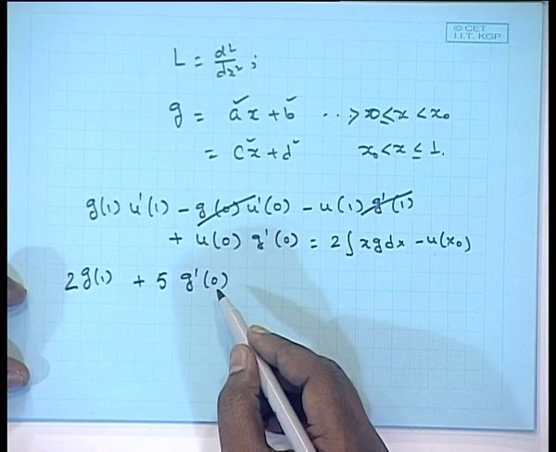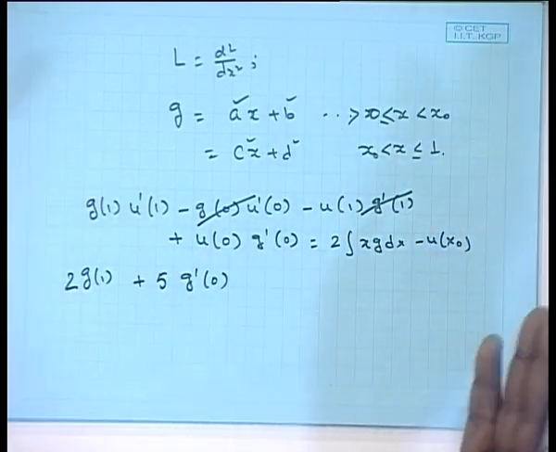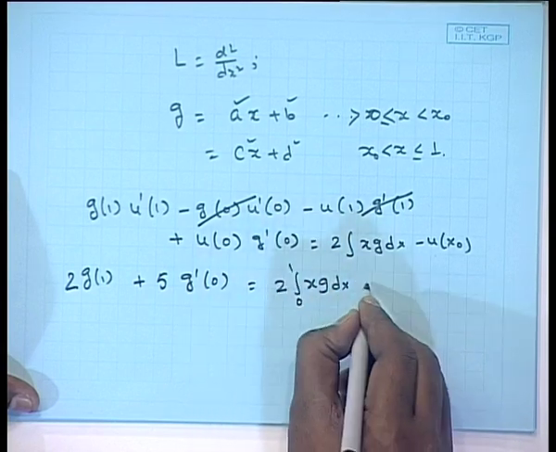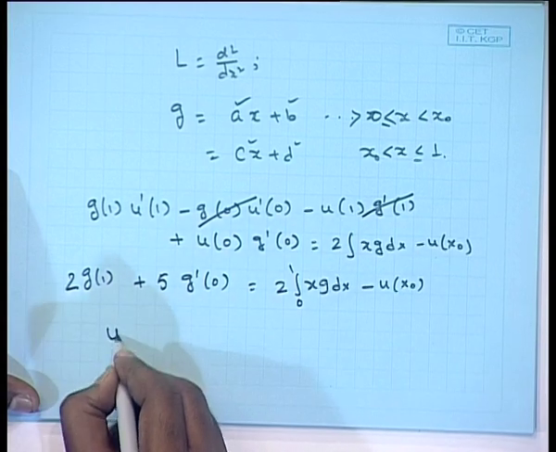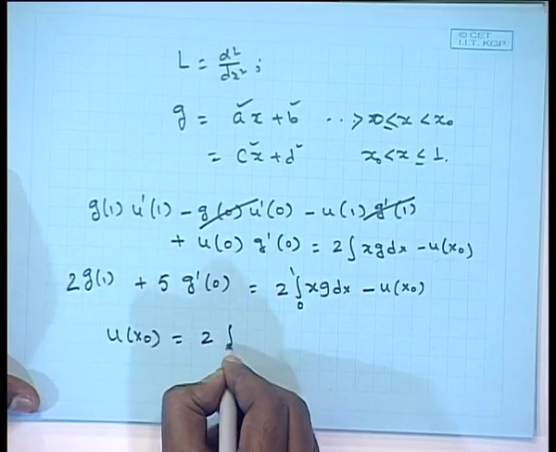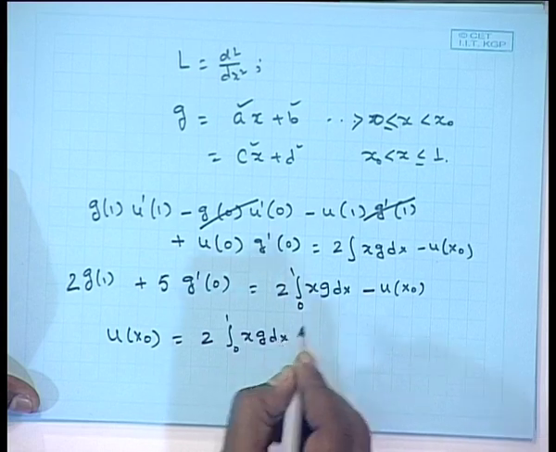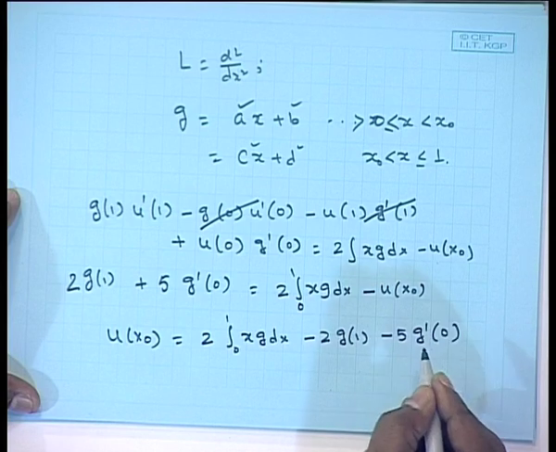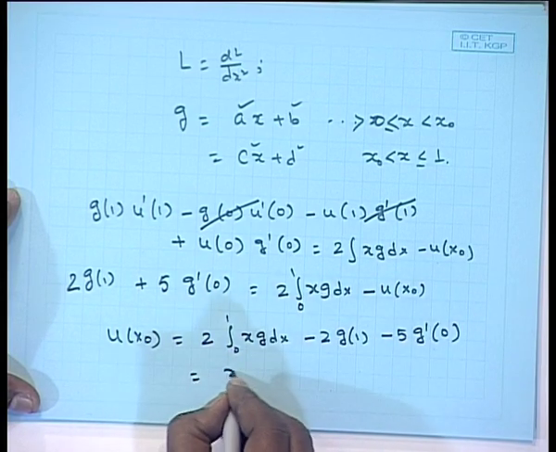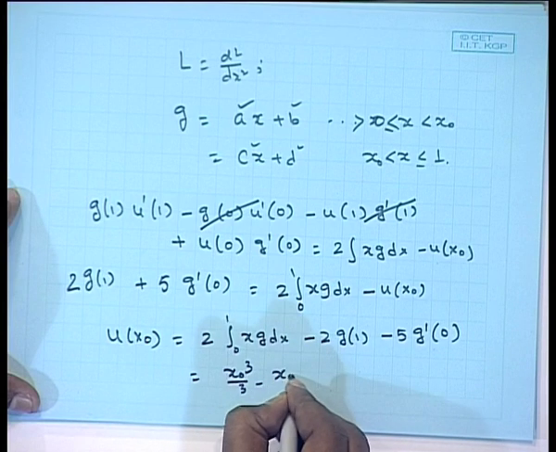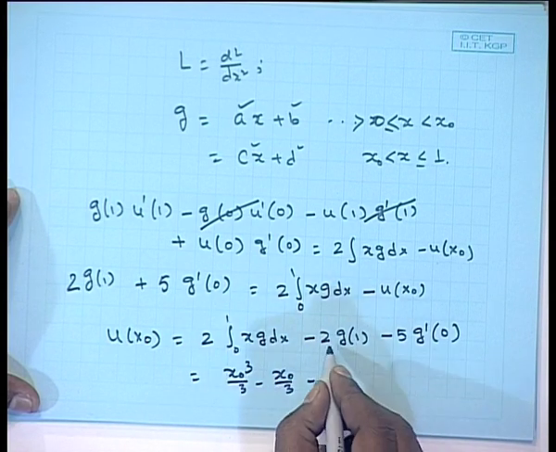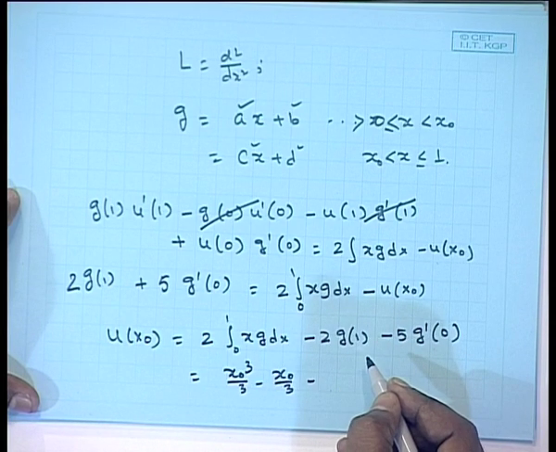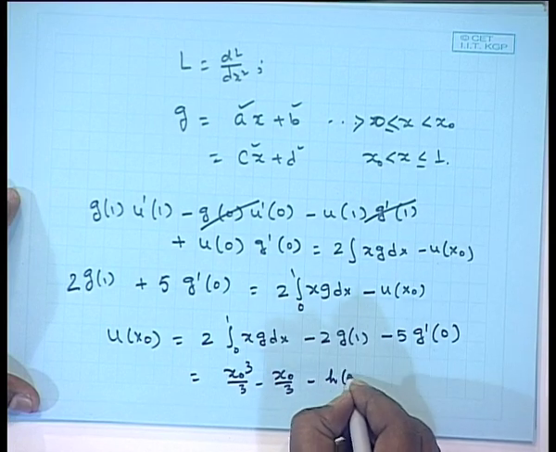We will know the lower half solution, put x equal to 0, you will be getting some expression, twice integral x G dx from 0 to 1 minus U x naught. So, U x naught will be twice integral from 0 to 1 of x G dx minus 2 G at 1 minus 5 G prime at 0. This we know, this will be nothing but x naught cube by 3 minus x naught by 3, right. Minus 2 G at 1 means you go to the upper half solution of G and evaluate it at x equal to 1. So, you will be getting some function h as a function of x naught.